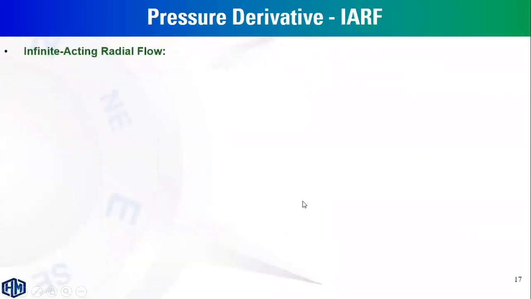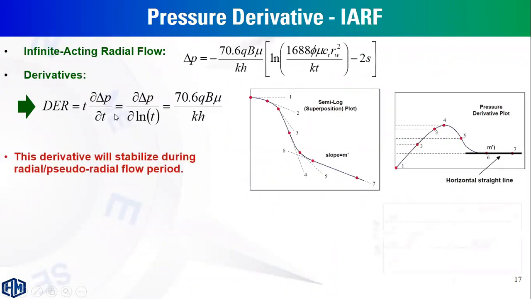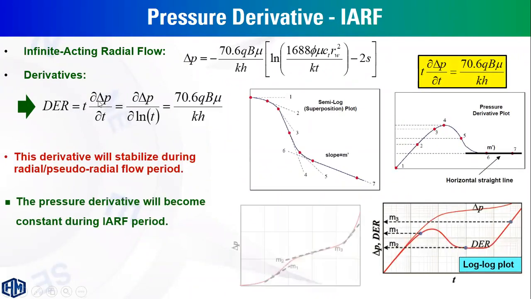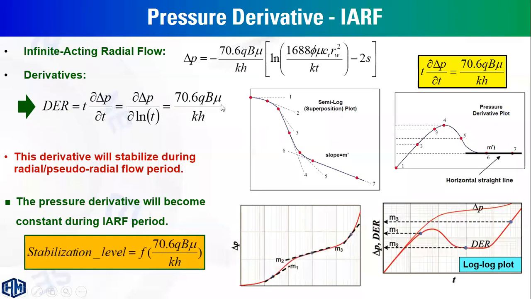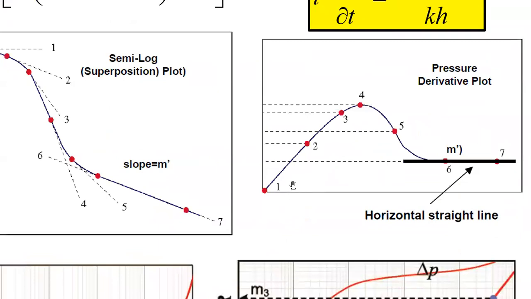During the infinite acting radial flow, we have this equation. To calculate the derivative, dP over dt, as you can see, it will be constant and a function of the reservoir permeability. So across the infinite acting radial flow, you will have this typical behavior of the pressure derivative. You will have a horizontal derivative, a flat line or zero slope line.